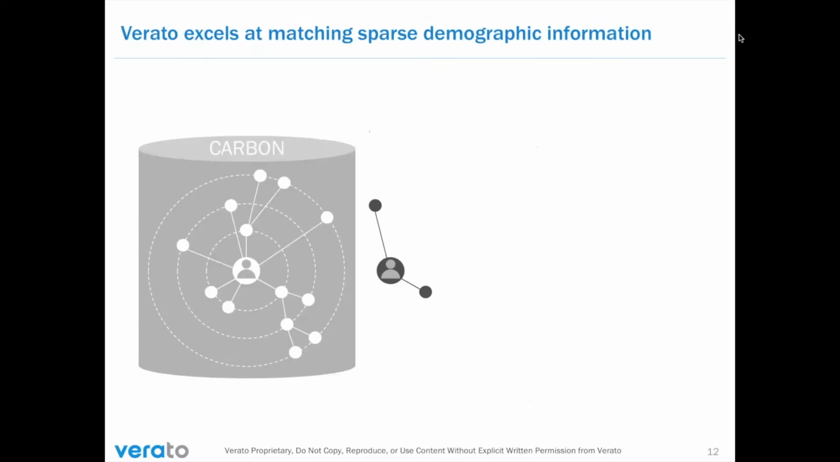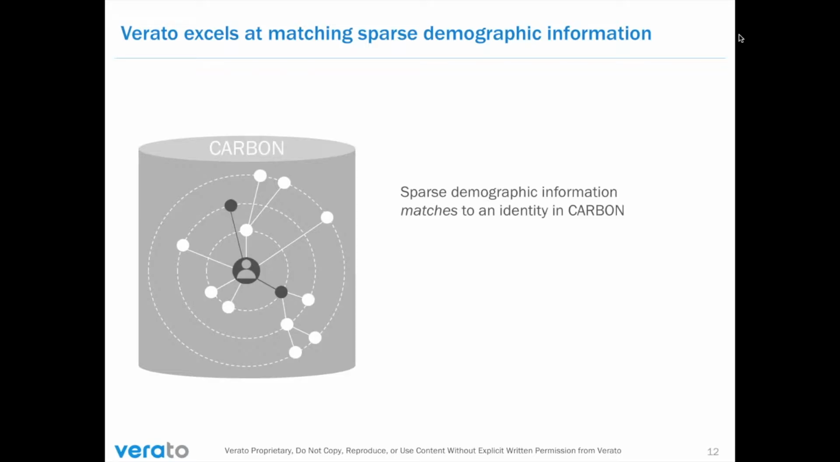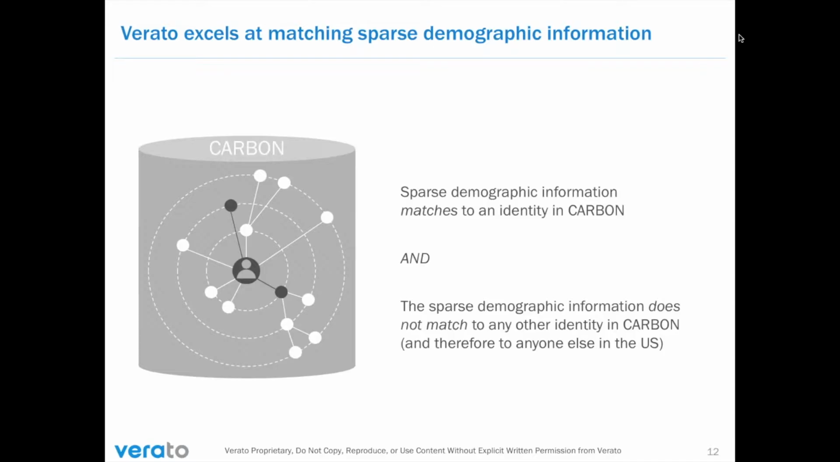So that's another one of the advantages of the referential matching approach from Verado, is that we can take that same piece of information and line it up in carbon and say, yes, we know within our carbon database who this person is, but more importantly, we know that this does not match any other person in carbon. There isn't a second or third or fourth Mary Jones born on that birth date. We know that this is actually one unique person.